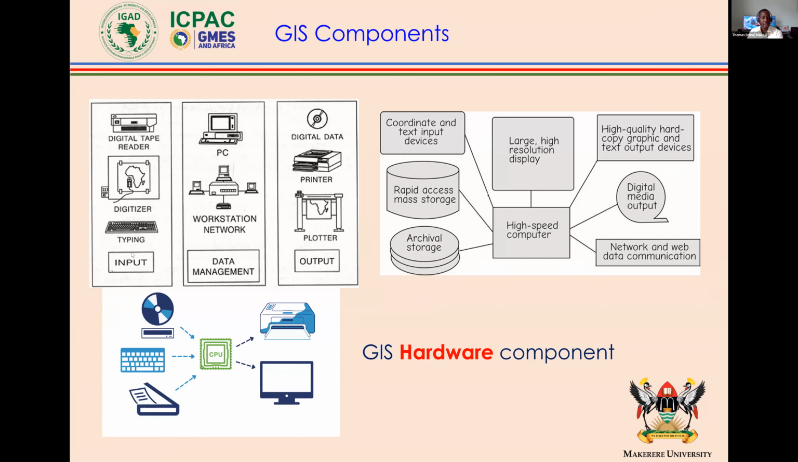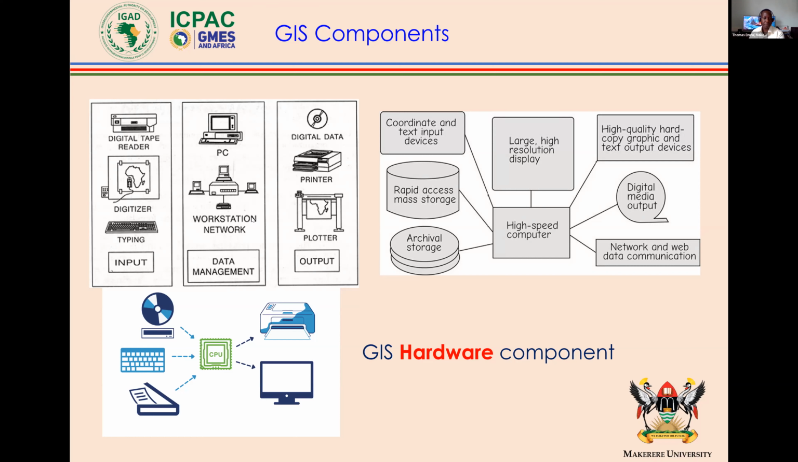We also have the normal typing, where whenever you go to the field, you collect data and then come back and type it in your computer to enter it. So those are the typing of data. You'll realize that these are the input gadgets that we use for entering the GIS data.